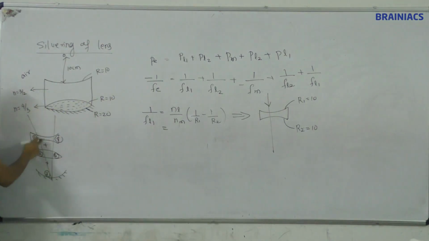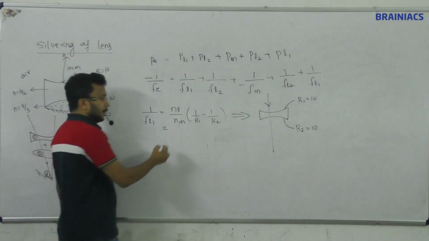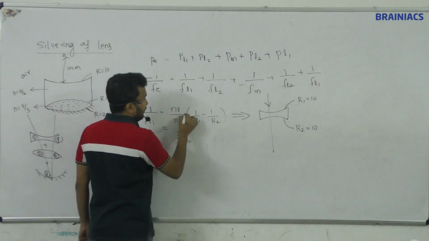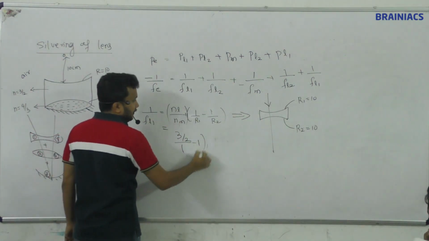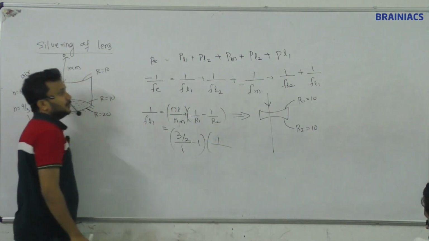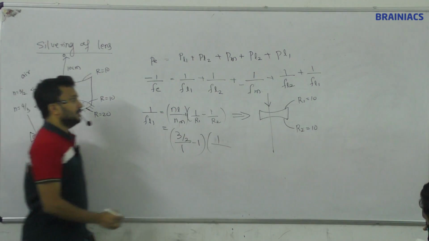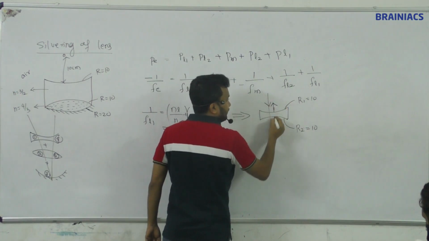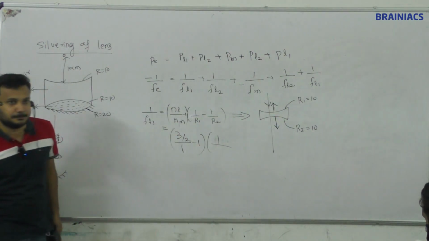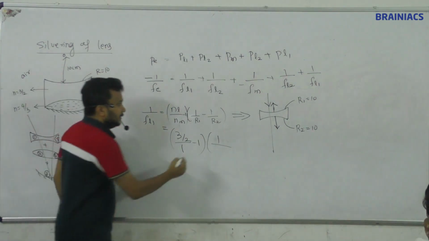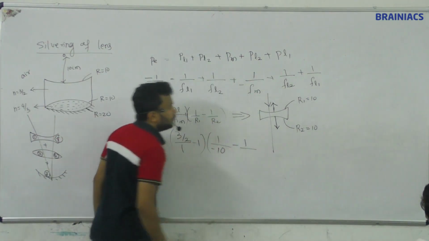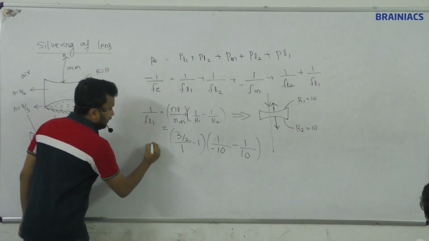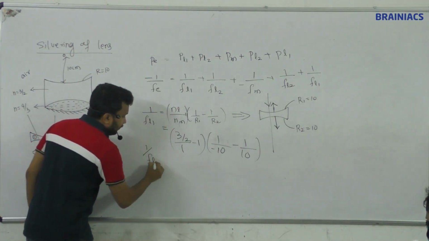What is the lens? They're telling glass. So glass is 3 by 2. Outside medium is air, so it is 1. NL minus 1. R1, is it positive or negative? R1 is negative, because the radius of curvature is measured like this. R2 is measured like this. So minus 10, and minus 1 by R2, which is positive, so it is 10. Now simplify and tell me what is the value of 1 by FL1.